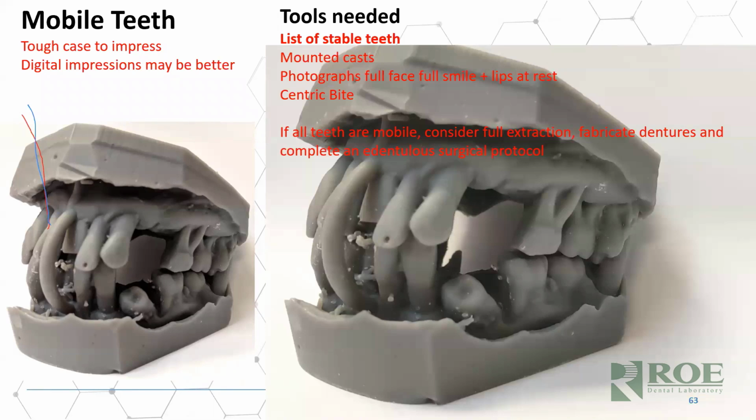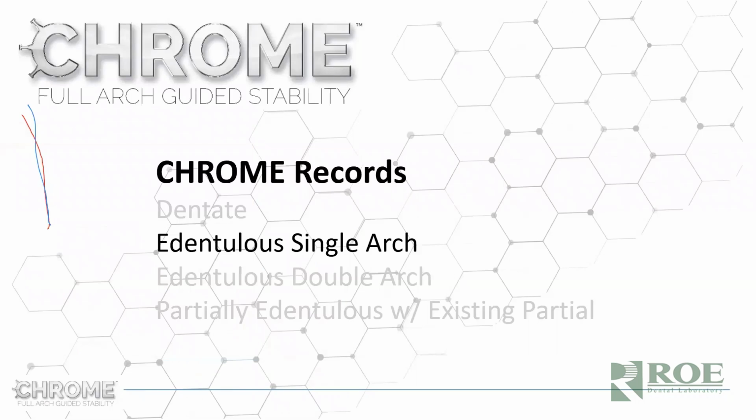So there's a couple of options with these cases, but the best option is if the patient has some stable teeth and you can capture a bite, let us know what teeth are stable. The teeth that are mobile can be extracted on the day of surgery, and the pin guide can rest on those existing stable teeth. Otherwise, these cases normally go through full extraction, go to immediate dentures, stabilize the bite, and then come back later with some type of surgical guide. So that was dentate over dentate.